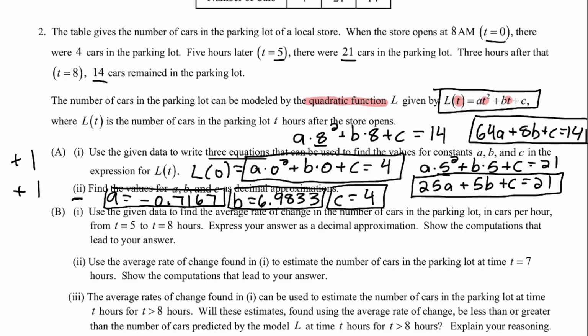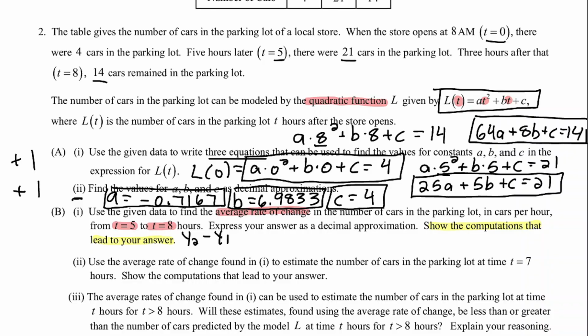B will pretty much always start the same way. It will say, use the given data to find the average rate of change of the number of cars in the parking lot per hour between T is 5 and T is 8 hours. Express your answer as a decimal approximation, and it does say show the computations that lead to your work. So if you don't show your work, even if you get the answer right, they will not give you the point. I've been told it's very true. So be careful. If it says show the computations that lead to your work, they want to see the computations that lead to your work.